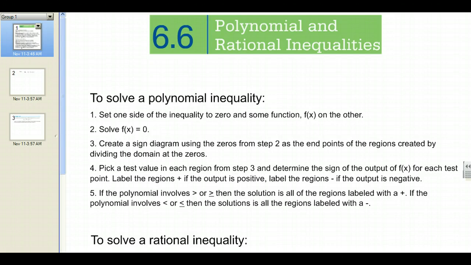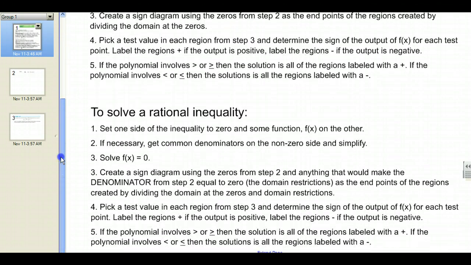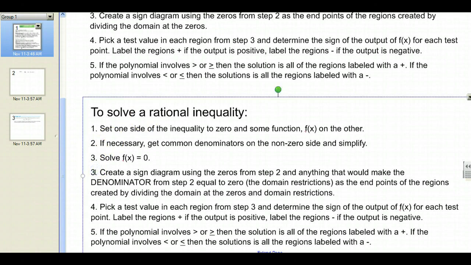Alright, and then the same thing basically for a rational inequality, only we have an extra step in there. Actually it is a step. I just now realized that I didn't change this to 4, 5, and 6. That should be 4, 5, and 6.